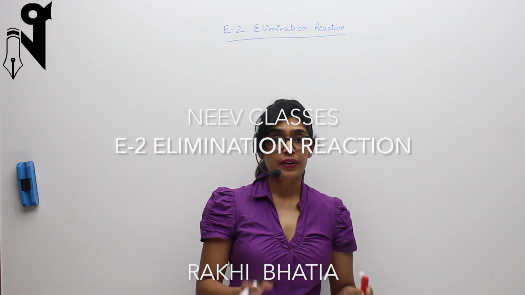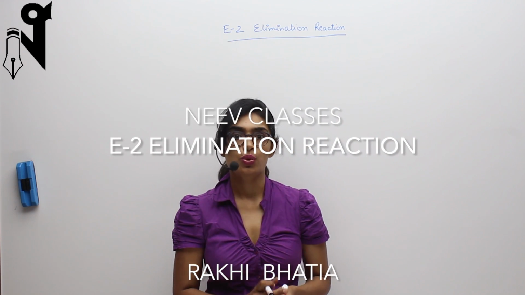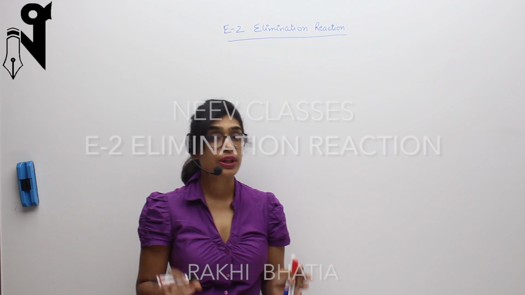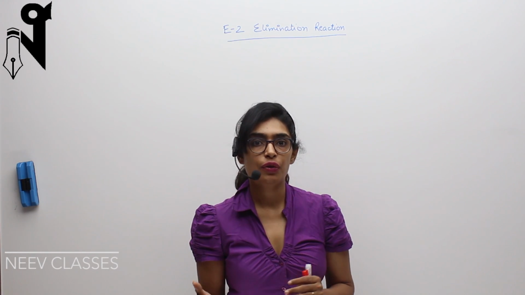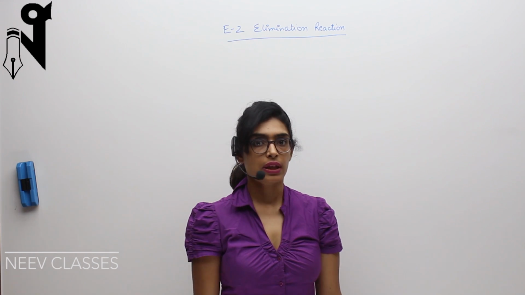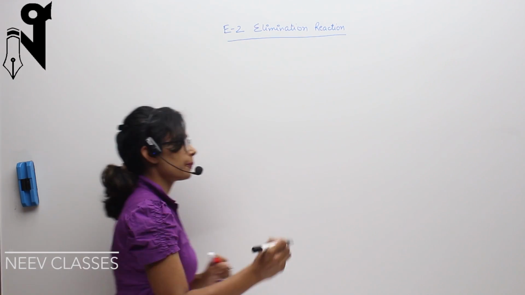So till now we have already discussed SN1, SN2 and E1. Now we are going to do the E2 reaction, but before that I'll summarize all three reactions so that you can understand the difference between all four different types of reactions. So first we will discuss type 1 reactions.